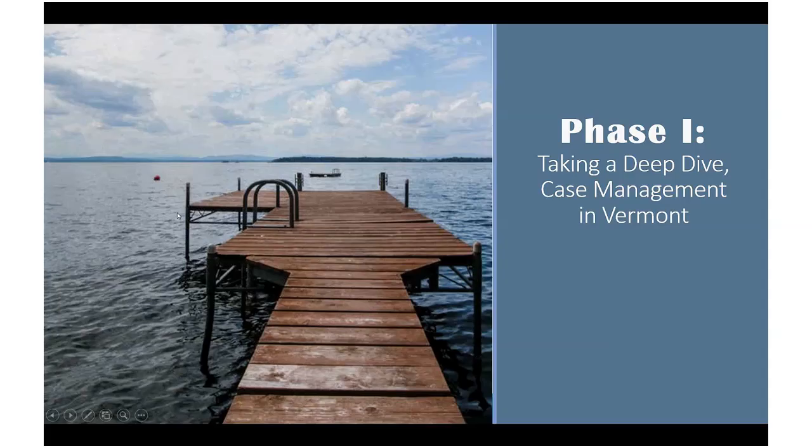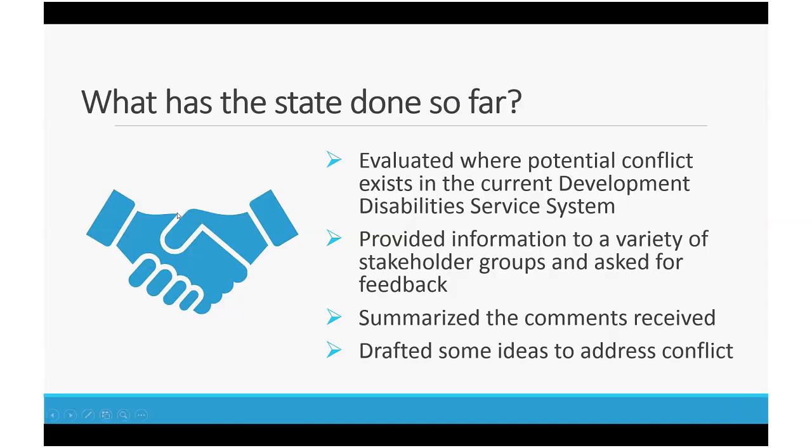So let's take a little bit of a dive here into how case management is working in Vermont and what we heard during phase 1 of exploring how Vermont was going to address these potential conflicts of interest. So this is what we've done so far. We, as a state, have taken a look at where there are potentials for conflict of interest in our Developmental Disability Services system. We've provided information to a variety of stakeholder groups and asked for some initial feedback.